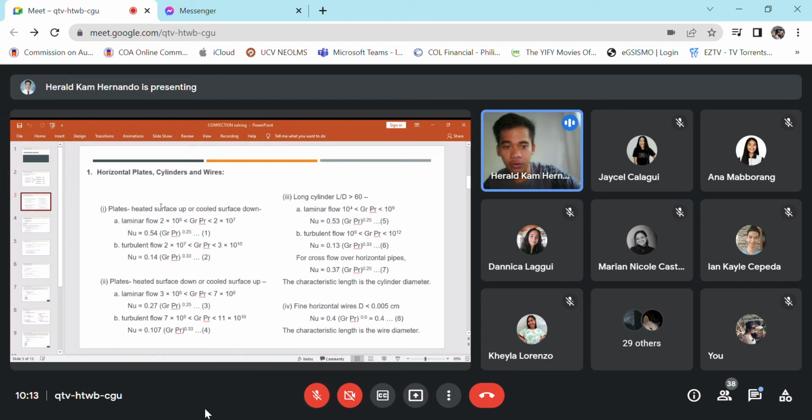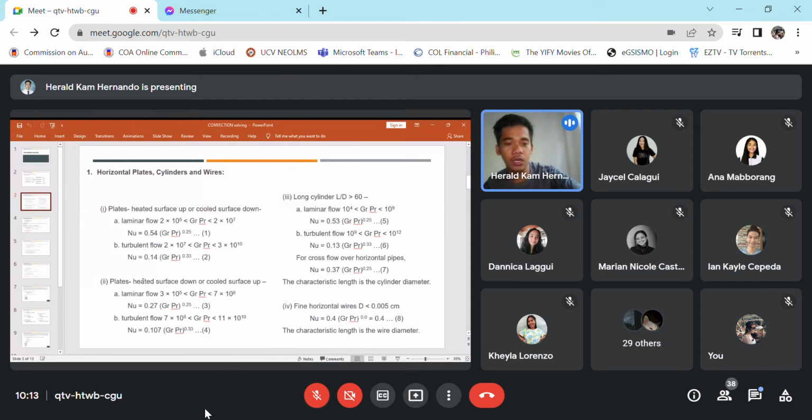So, for laminar flow, meron tayong Nusselt is equal to 0.54. This one, the equation 1. And for turbulent flow, so magkaiba sila. As I have said nga, mas mahina si laminar flow kaysa kay turbulent flow. So, 2 times 10 raised to 7 if the turbulent flow, if the flow is already computed, if Reynolds is already computed, the Reynolds number is this one, higher than 2 times 10 raised to 7, then you will go to compute for Nusselt with this equation na 0.146 times the quantity of Grashof and Prandtl numbers raised to 1/3.